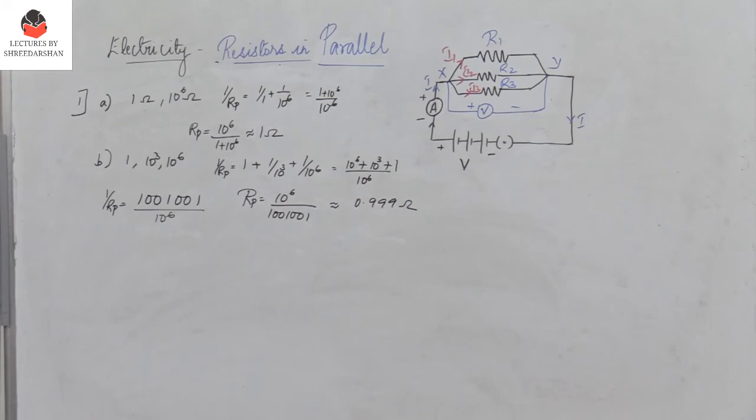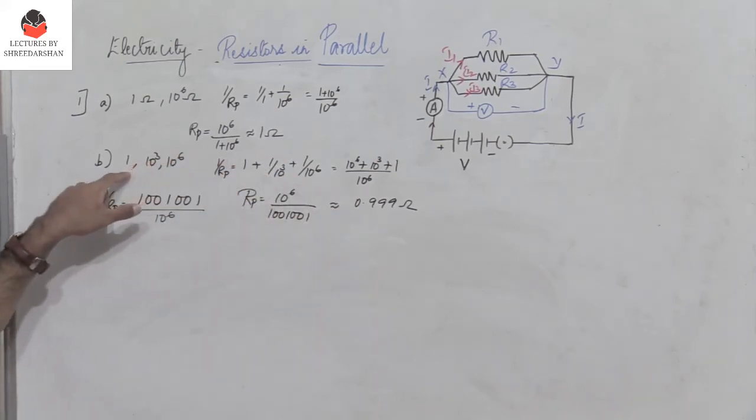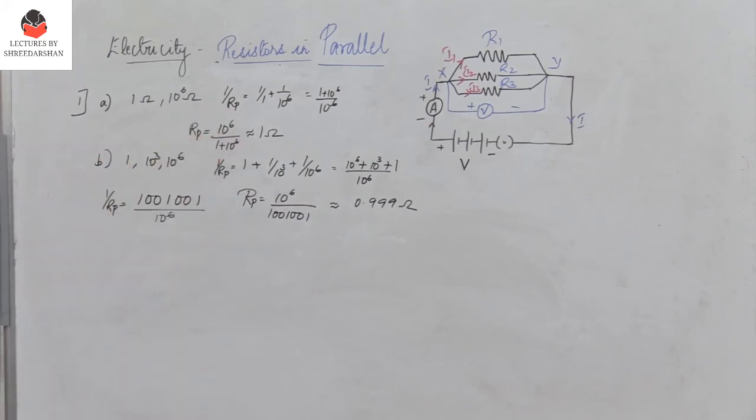So we must remember that if resistors are connected in parallel, then the equivalent parallel resistance will always be smaller than the smallest resistance. So this is the conclusion we make.